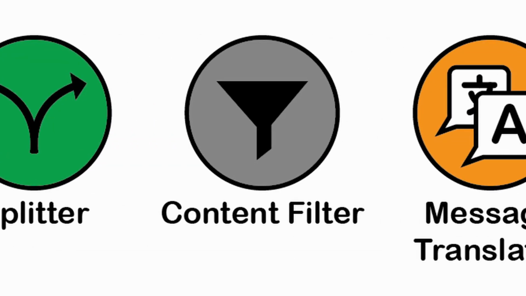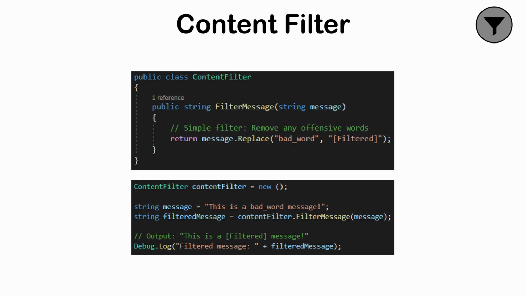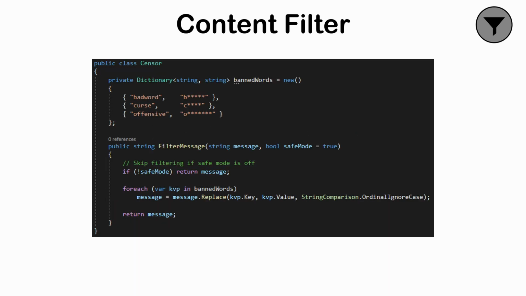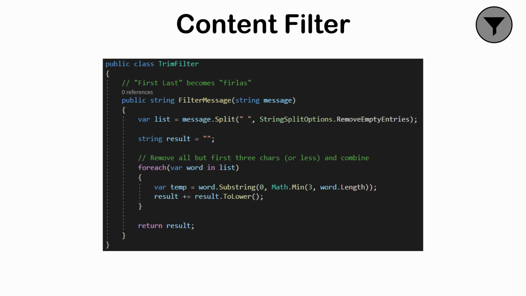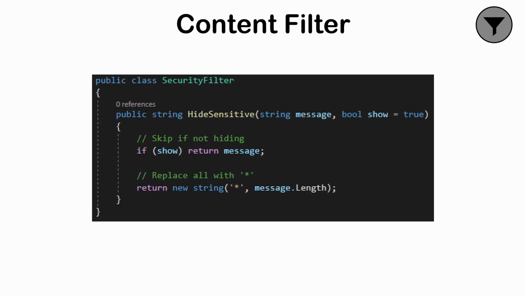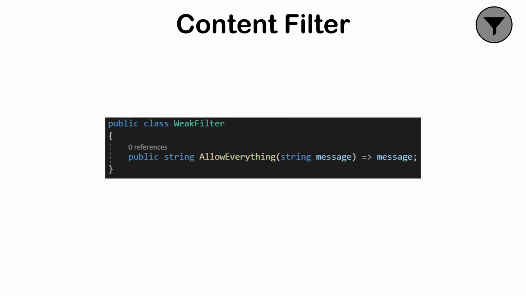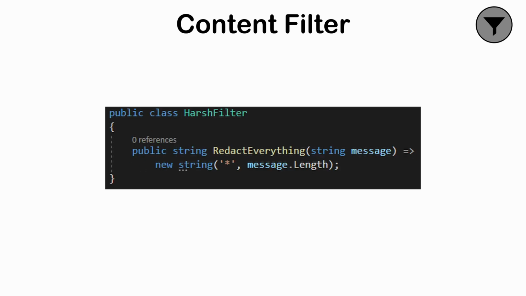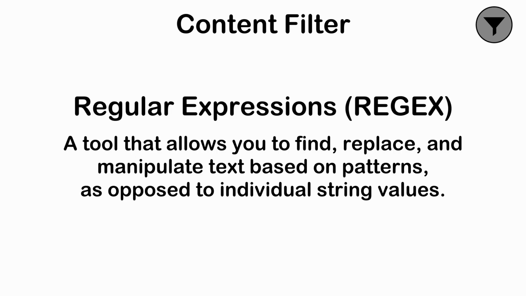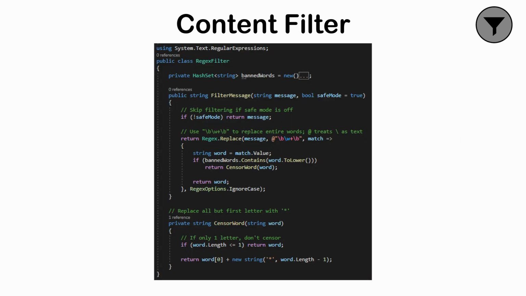The content filter pattern. Used to filter out unwanted content from messages or data as they pass through a system. This can include sanitizing data, removing irrelevant information, or preventing issues such as security vulnerabilities or data corruption. Poorly designed filters may allow malicious data to slip through, or, conversely, overly restrictive filters can block legitimate data. Filters can add overhead in terms of processing time and complexity, especially if multiple layers of filtering are involved.